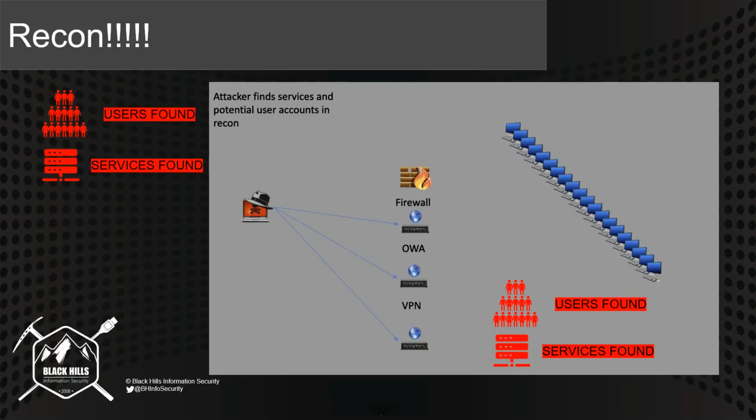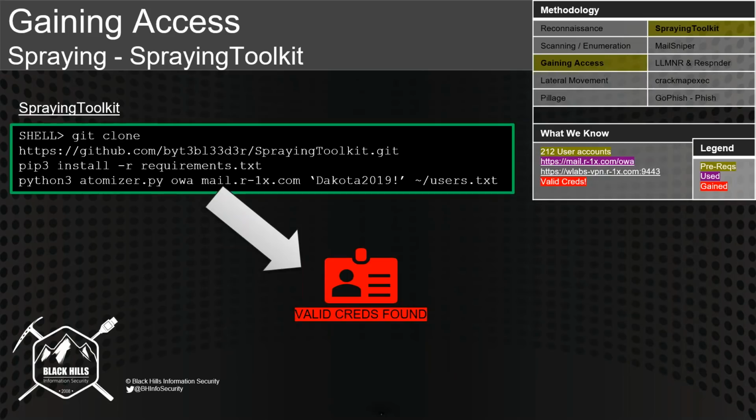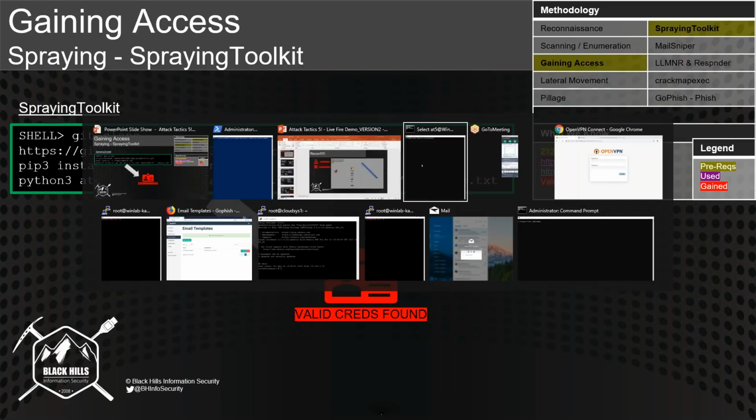We found a VPN, and now we're looking to find that other service and move about. But basically, the first thing we're going to run is the spraying toolkit. This is part of a password race we did yesterday, right? We ran Mailsniper in one window, and we ran the spraying toolkit in another.